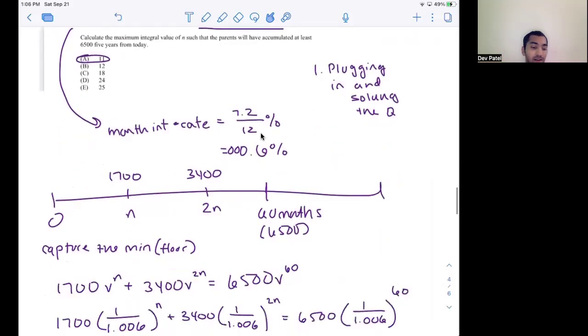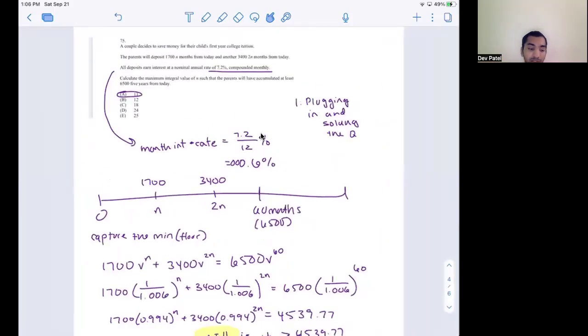So first thing is, because it's compounded monthly, we want the monthly interest rate. We divide that by 12. That's our monthly interest rate. Now we go from 0 to 60 months because 5 years is 60 months. We're in terms of months here. Then we just label our payments, right? So at time n, 1,700, and at time 2n, 3,400.